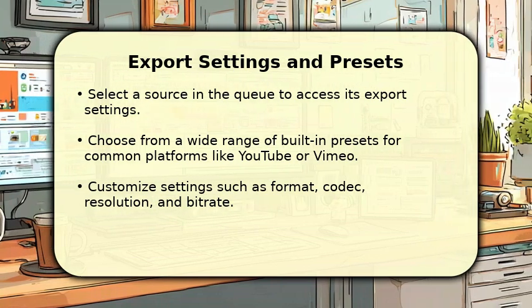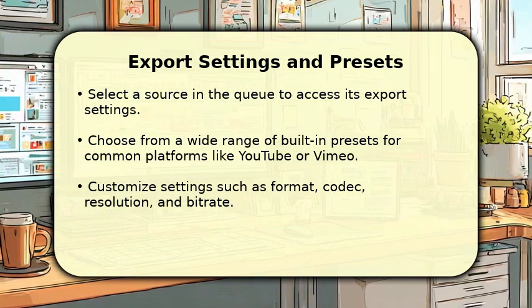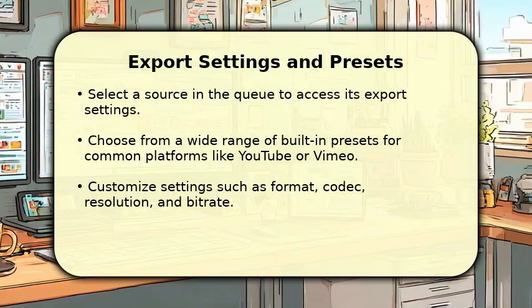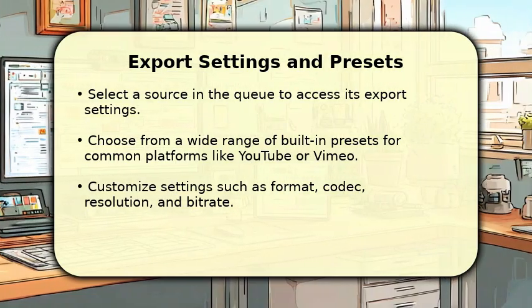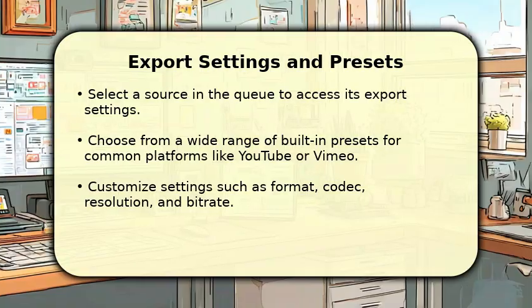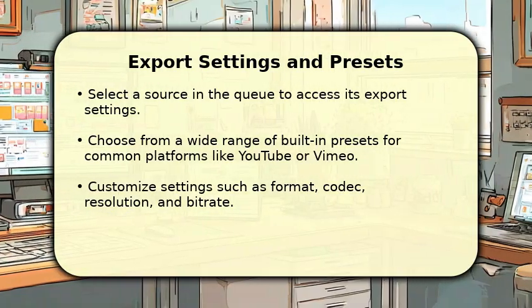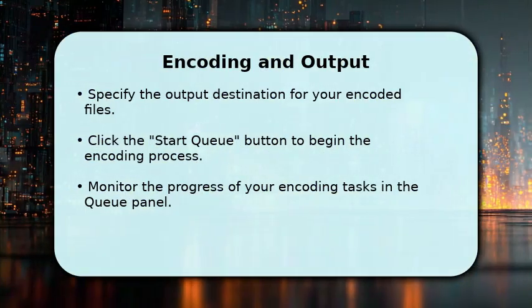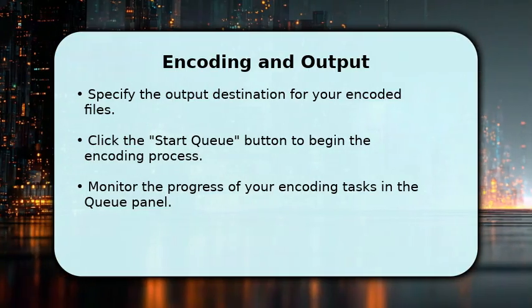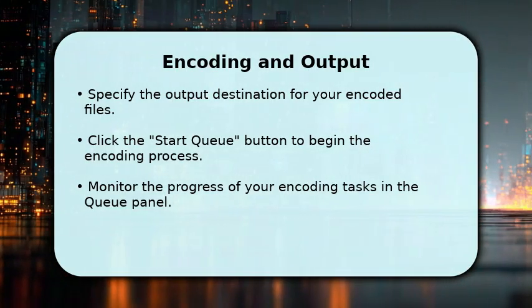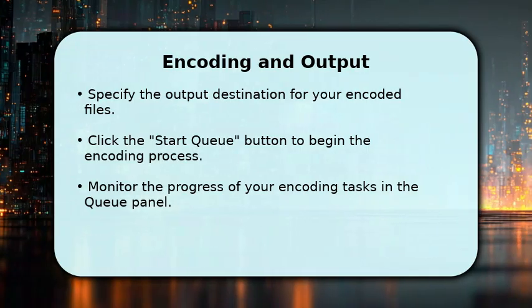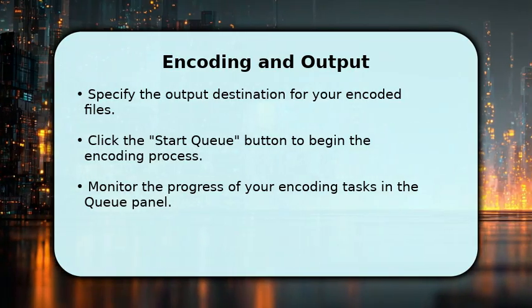You can also fine-tune parameters like bitrate, frame rate, and audio quality. Then save these custom configurations as new presets for quick access later. Before you hit encode, make sure to set your output destination. This is where your finished files will be saved, so choose a location with ample storage, perhaps a dedicated folder on an external drive.